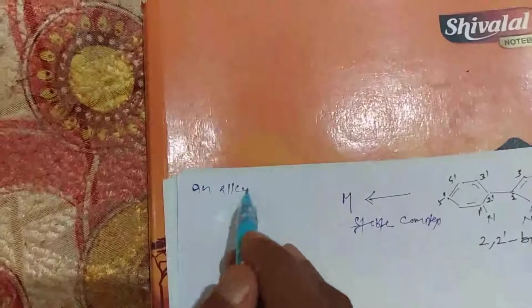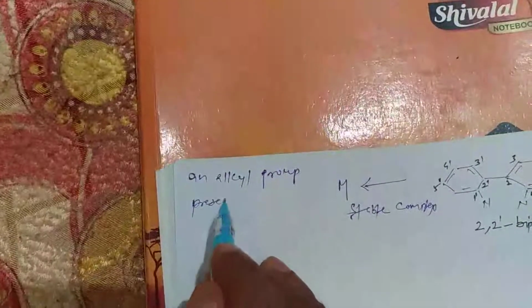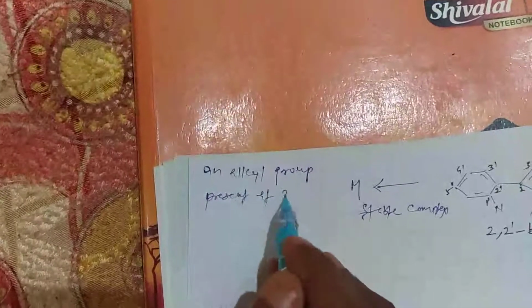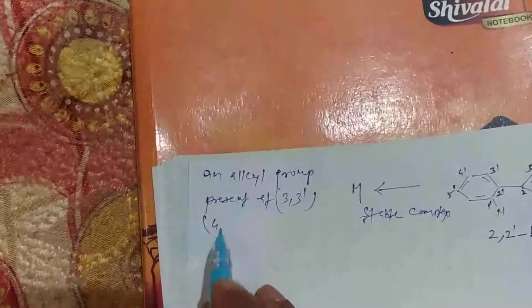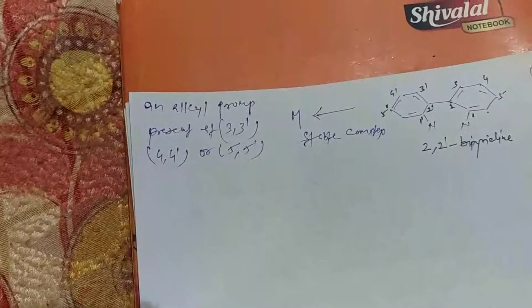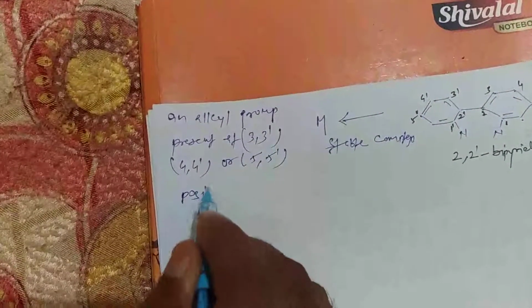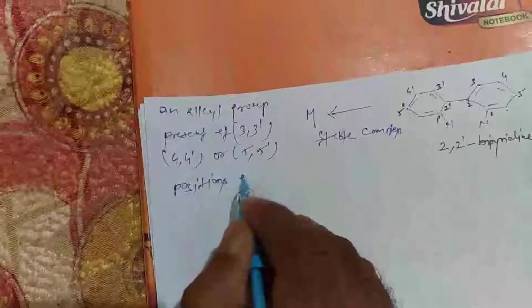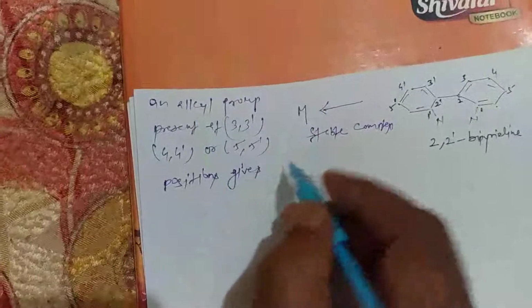So I'm writing here: an alkyl group present at 3, 3', 4, 4', or 5, 5' at any position gives a less stable complex.